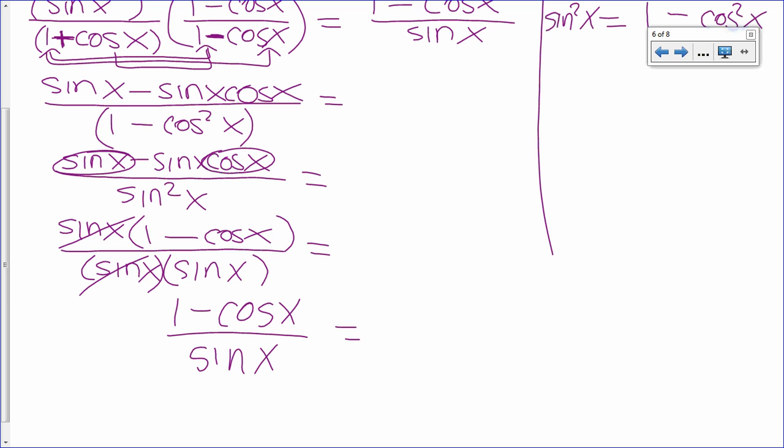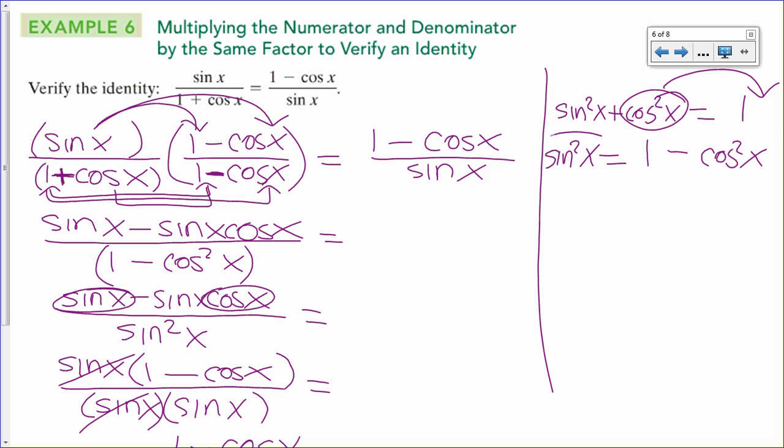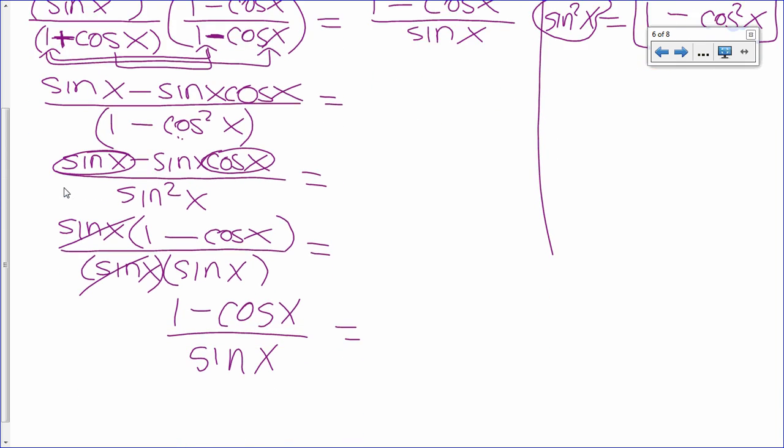Where did sine squared x come from? Oh, from here. So I used the Pythagorean identity, and then I manipulated it so that it looked like what we had here. Sometimes you have to do that. And so, yes, that's what we wanted. 1 minus cosine over sine. There we go.